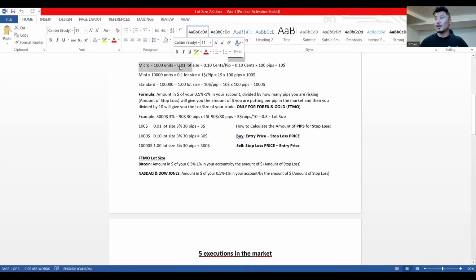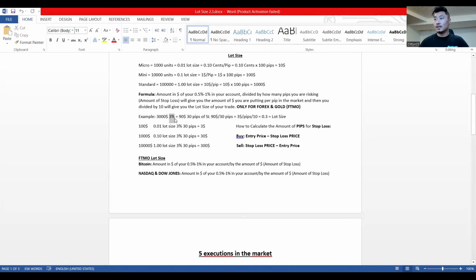So the lot size times 10 will give me the amount of money that I'm putting in the market per pip. So 0.1 times 10 is $1. A standard lot size would be 1 times 10, $10. That's it. If you go on the chart, I also give an example here: 3 grand.